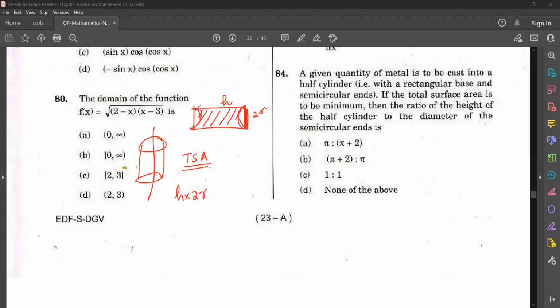Then we have semicircular ends. Two semicircular ends will become one circle, so I can write that as pi r square. Plus I have the curved surface area. What is the curved surface area? That is 2 pi r h for the entire cylinder. So we have a half curved surface area, that is just pi r h. So the total surface area will be 2rh plus pi r square plus pi rh.